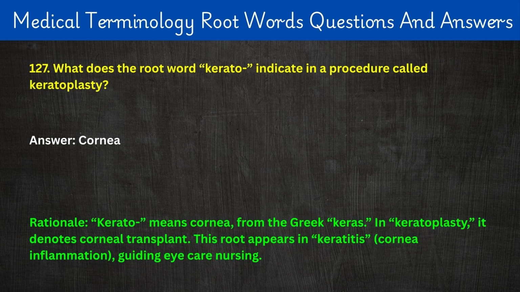127. What does the root word kerato- indicate in a procedure called keratoplasty? Answer: cornea. Rationale: Kerato- means cornea, from the Greek keras. In keratoplasty, it denotes corneal transplant. This root appears in keratitis, cornea inflammation, guiding eye care nursing.